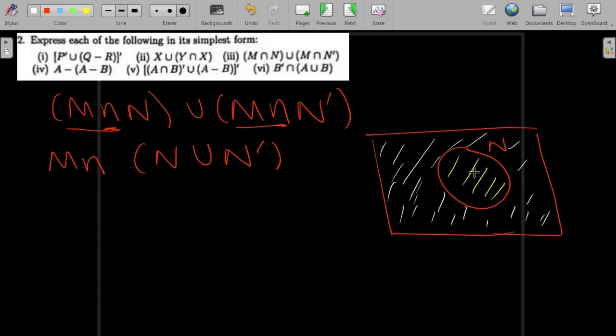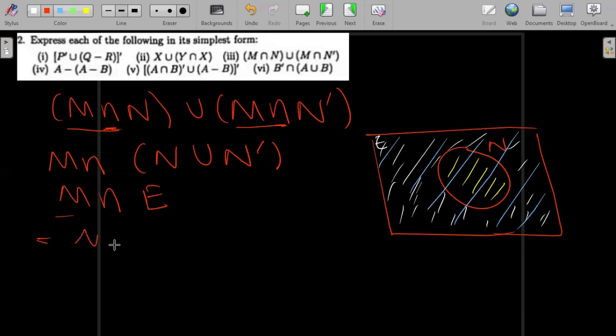Then when you look at this, and this is the universal set, of course. Because they are saying union, meaning all this is being brought together, it's the entire universal set. So this is going to simplify where I have M intersect E, which is the universal set. Now any set intersecting with the universal set is just going to be the set itself. So M intersect E is just going to equal M. And really you can check that.